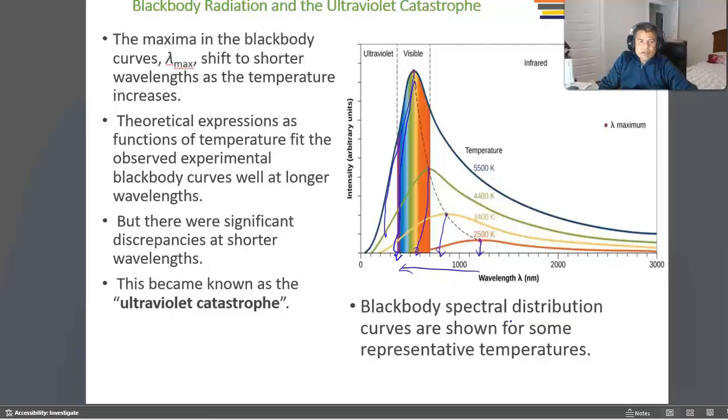The theoretical expression as a function of temperature fits the observed experimental blackbody curve at the longer wavelength. Theory and experiment fit for the longer wavelength, but there were significant discrepancies at the shorter wavelength. Classically, it will give a very high frequency. So at shorter wavelength there are discrepancies, and those discrepancies are said to be the ultraviolet catastrophe.